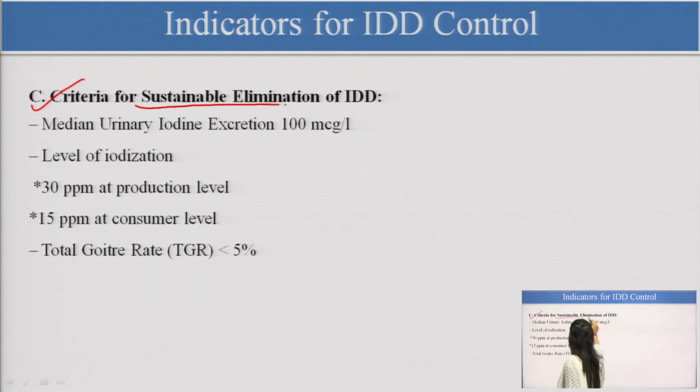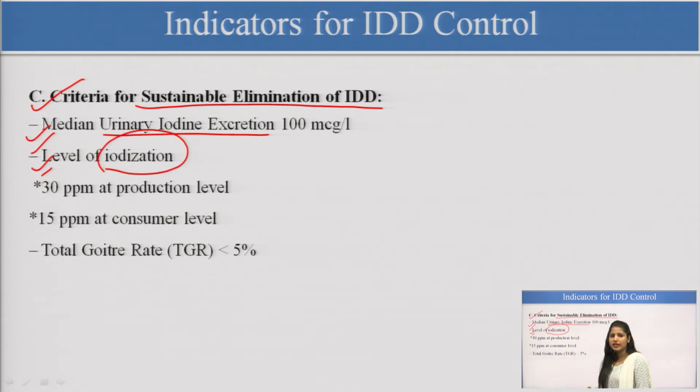Then, criteria for sustainable elimination of IDD. Similarly, we check whether the programs we are launching are sustained in the population or not. We will check from time to time things like urine iodine excretion, and the iodization: we will take samples and check at the production level and the consumer level, what percentage we are providing in the salts.